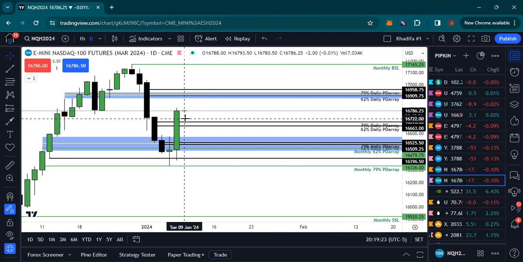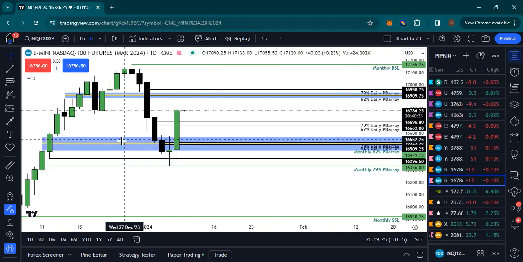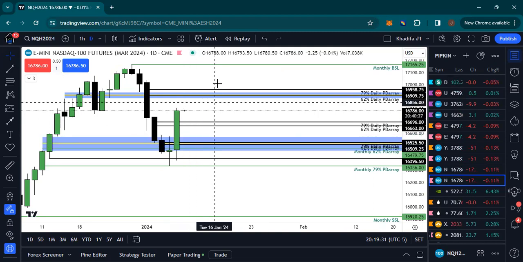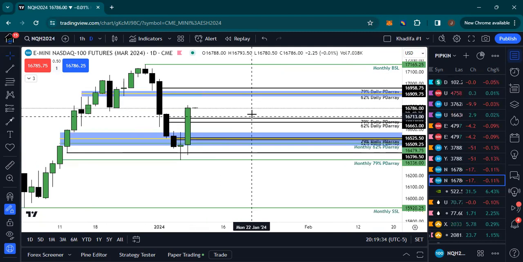If we break below them, then I would like to see price come back down and engage this fair value gap, this shaded area, and then continue higher. So overall, I'm on the side of a bullish futures and currencies market in a bearish dollar.